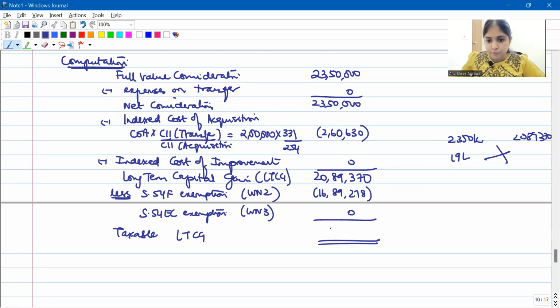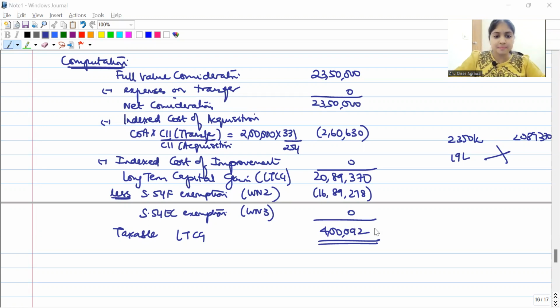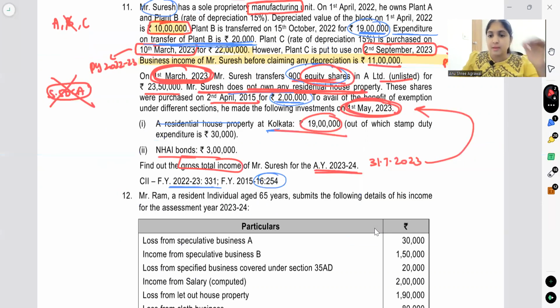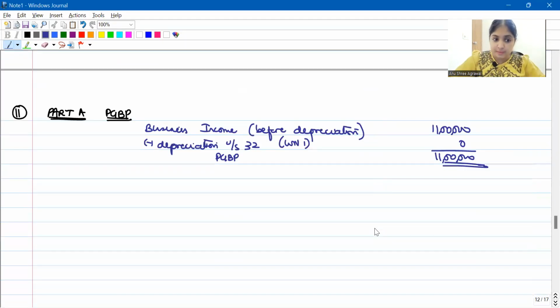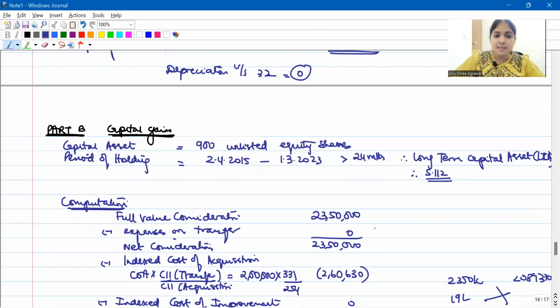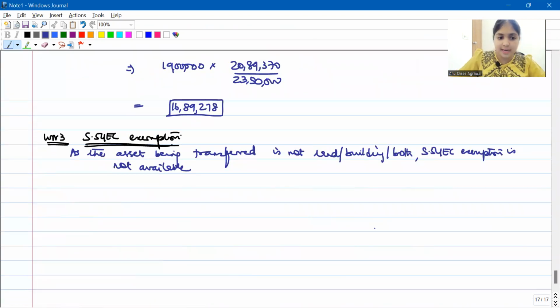That's going to be 4,92,000. Do we get this number? What did they ask us? The gross total income. We've done two parts. Our first part was PGBP. PGBP was 11 lakhs. Our second part, capital gains, 4,92,000.